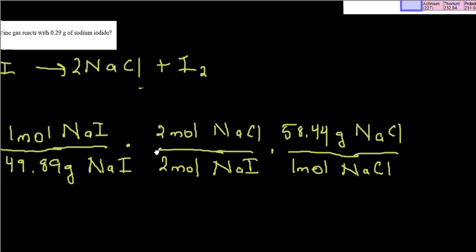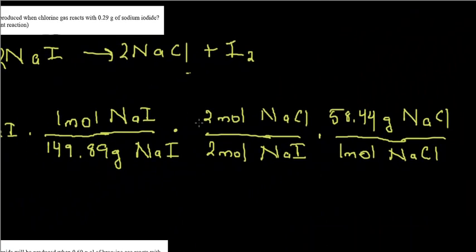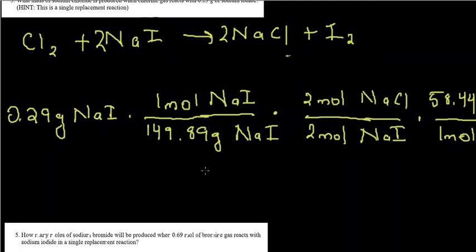So 58.44. And now what you're going to do is you're going to take that number and divide by 149.89 and also multiply by 0.29. I know it's a bit of a crazy problem, but alright, I'm just plugging into my calculator and I got an answer of 0.11.